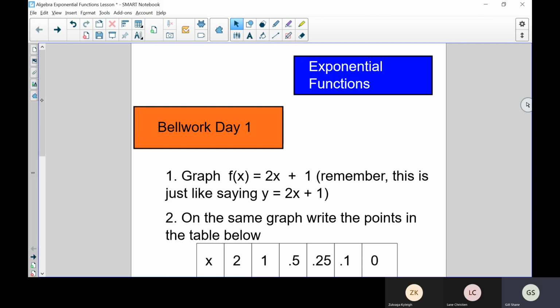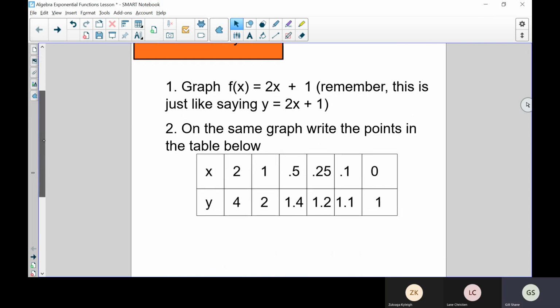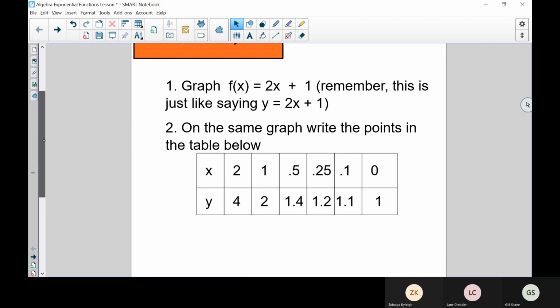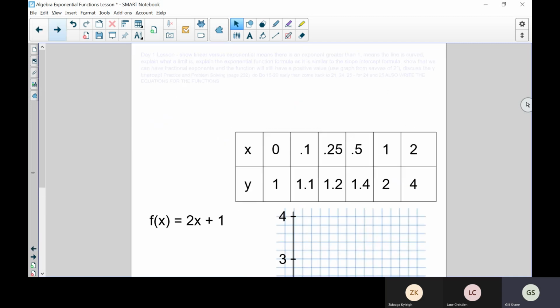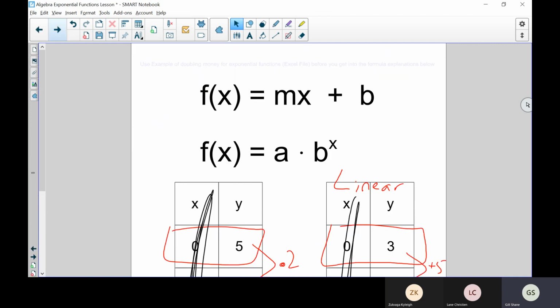All right, here we go. Skip that. Skip that. That is what we need. If you have an equation, what are you looking for in an equation?